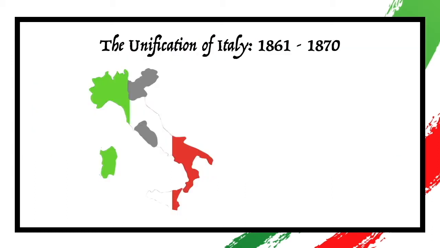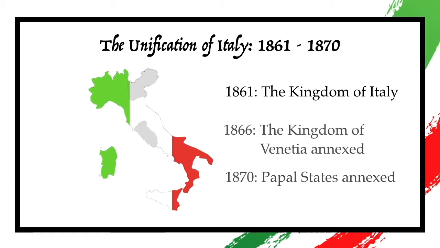Italy is a very young country. Most of the peninsula was unified in 1861 with the creation of the Kingdom of Italy. The Papal States and Veneto were added later in 1870. Italian has not always been the language of the whole of Italy. It is only since the unification that Italian has become the national language.